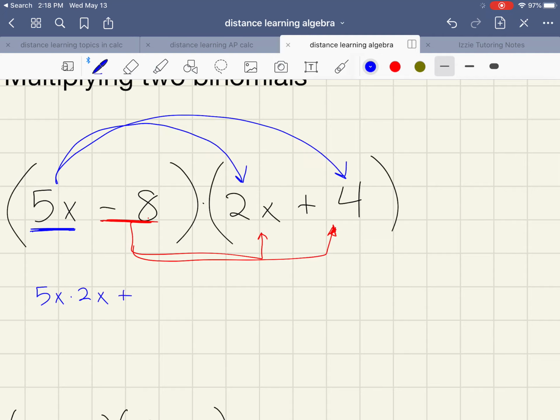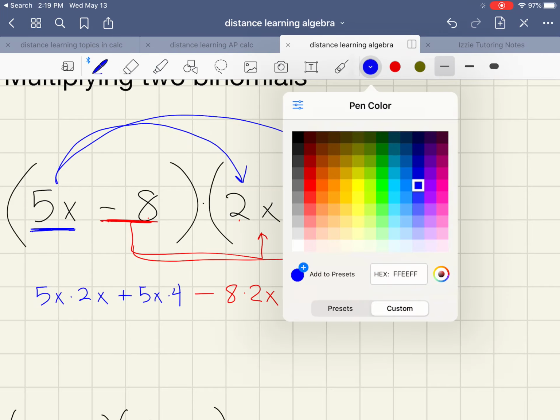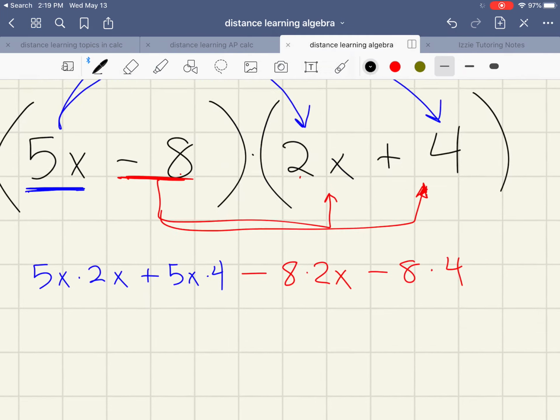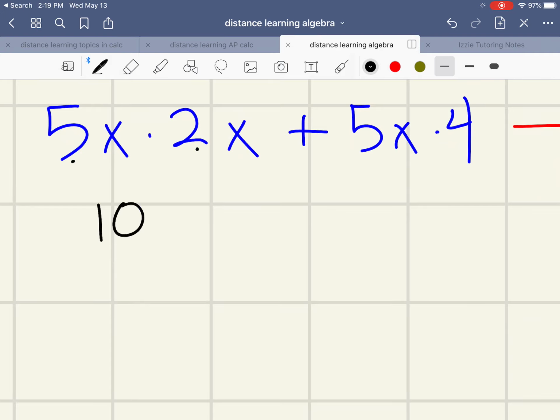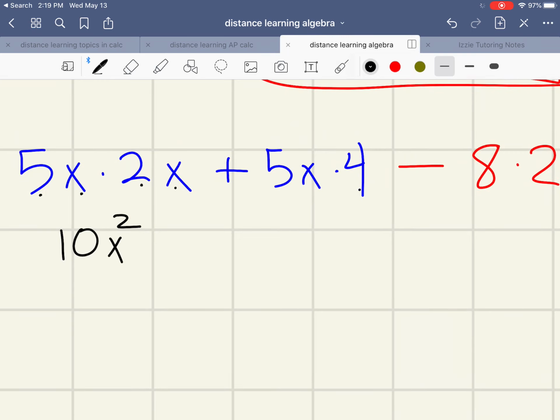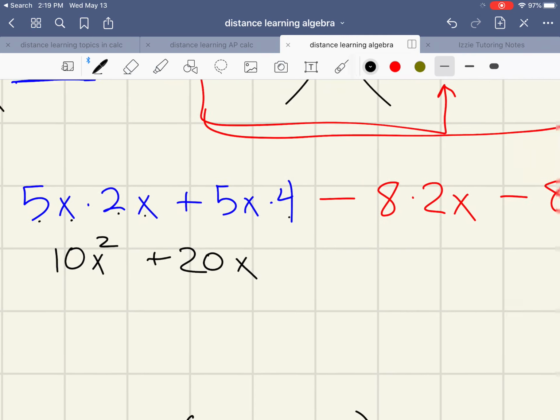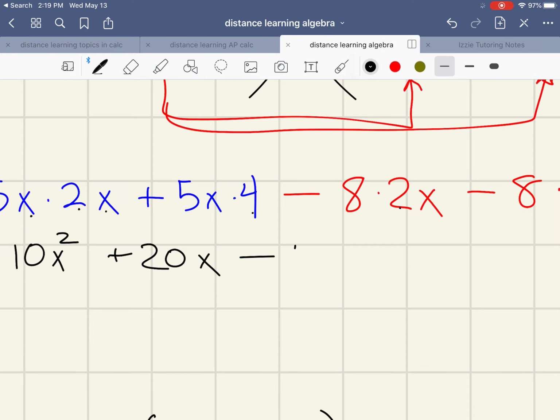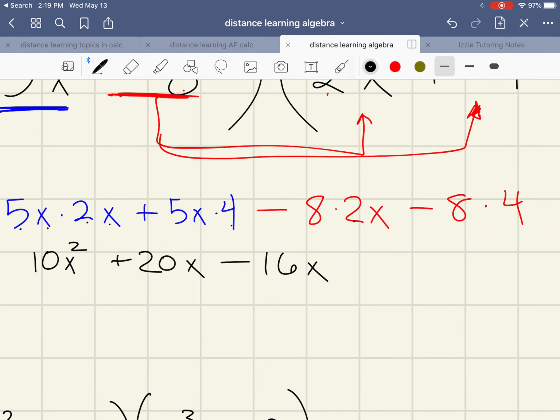I think about the sign here, so that's going to end up being a plus 5x times 4. And then I have a negative times a positive, so it's minus 8 times 2x, and then minus 8 times 4. Let's do our multiplications. So each is its own little problem. 5 times 2 is 10. X times x is x squared. 5 times 4 is 20. Keep the x. 8 times 2 is 16. Keep the subtract and keep the x. And then 8 times 4 is negative 32.